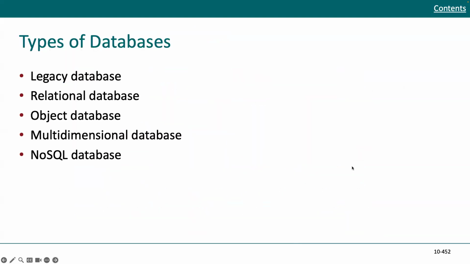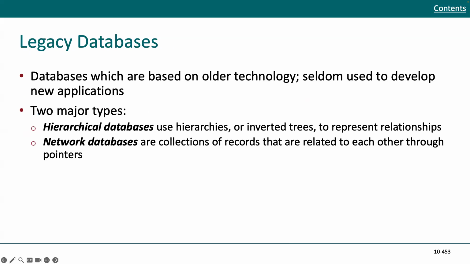So here are the five types of databases that we'll discuss: the legacy database, relational database, object database, multi-dimensional database, and a NoSQL database. And we'll have charts on each one of these, and so I'll just have that listing to start out with and then get into the details.